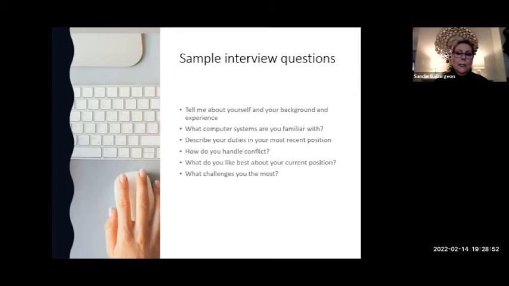This, I think, is really telling, because sometimes people will embellish on their resumes. And if they start talking about what their job duties were, then you can ask some questions related to what they did at their last position. How do you handle conflict?